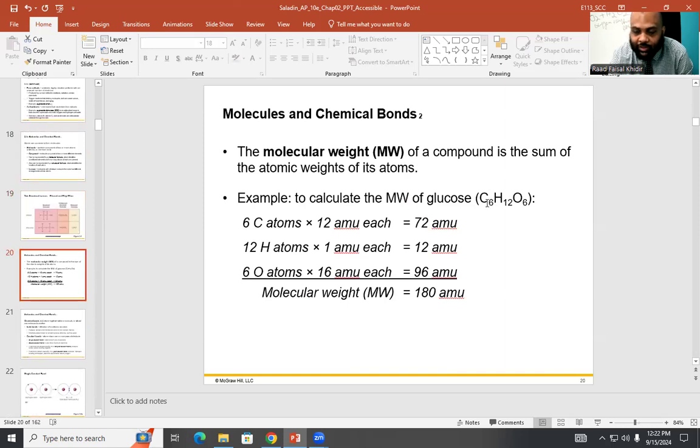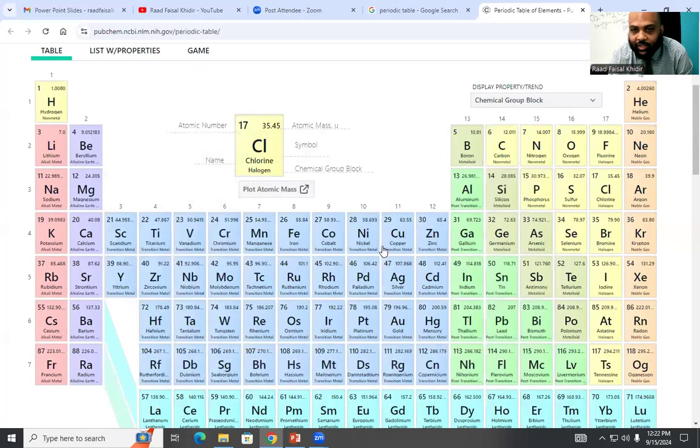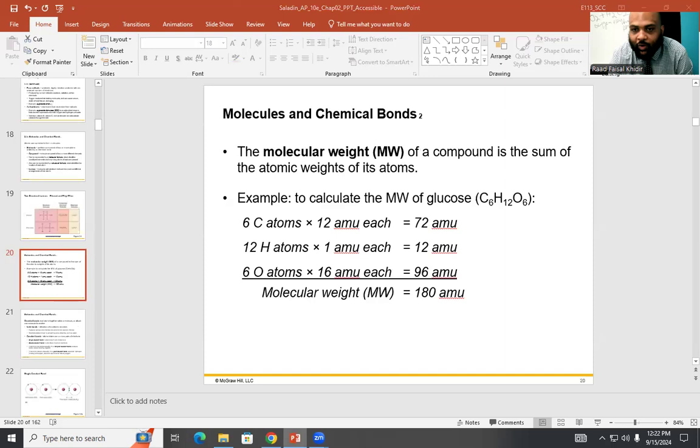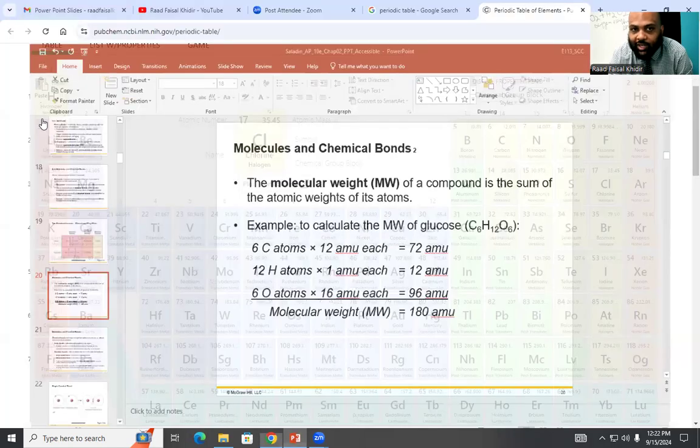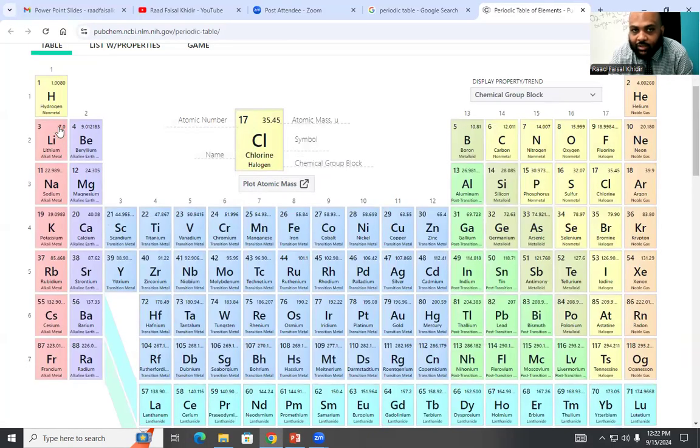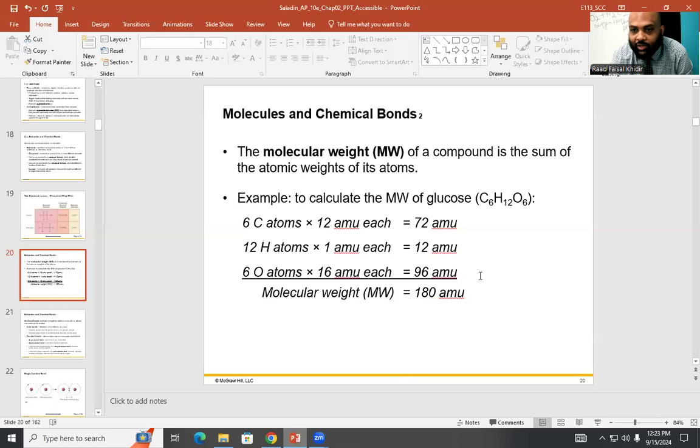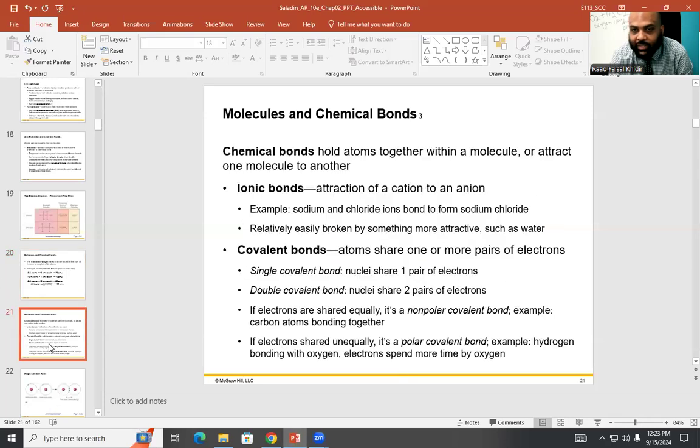Okay, so now we add them all up. Carbon times its weight, hydrogen times its weight, oxygen times its weight, then add them all up together. So on the exam, if I bring you a periodic table and tell you figure out for me the weight of water, what are you going to do? Water has how many hydrogen? Two. Each one is worth how much? And has how many oxygen? And it weighs how much? That's 16. So 16 plus 2 is? That's the molecular weight or molecular mass.